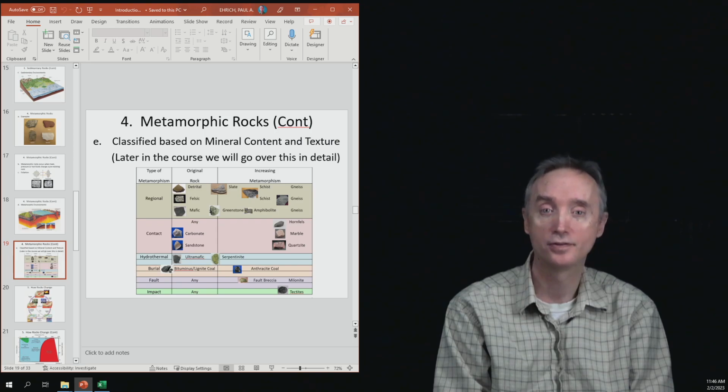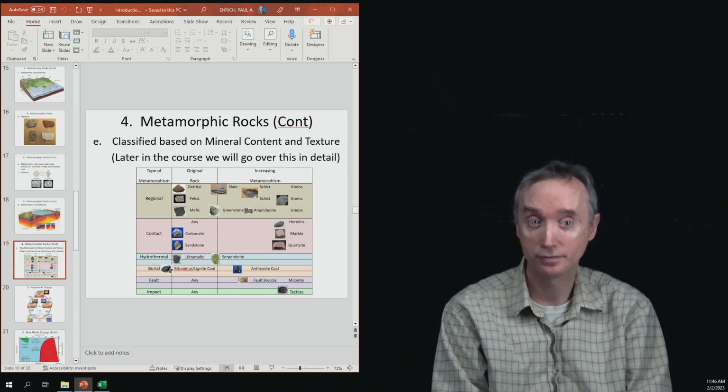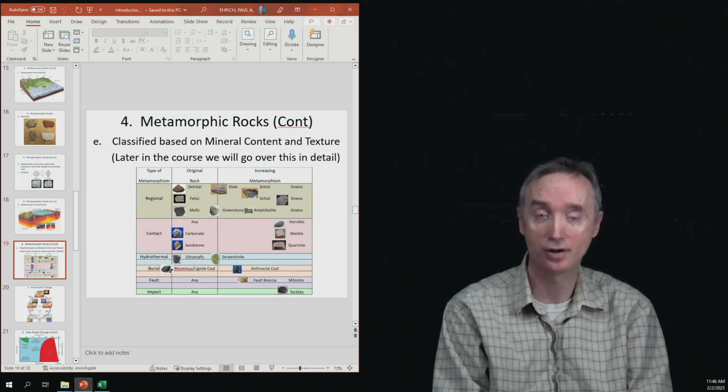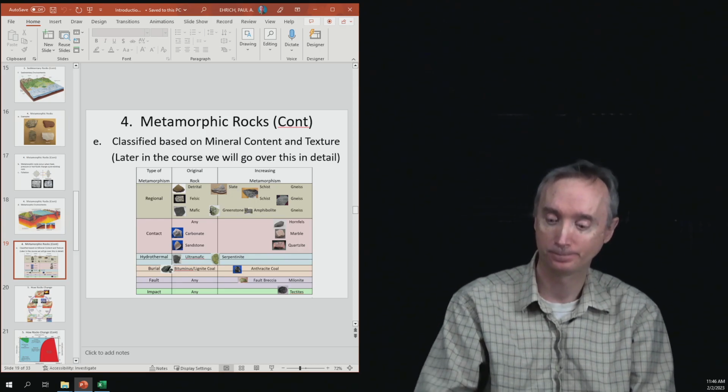But then there's another kind of metamorphic rock called quartzite. Take a guess. What do you think it's made of? Quartz. If you take a sandstone, which is made of quartz, and you subject it to heat and pressure, it can turn into quartzite. Okay?